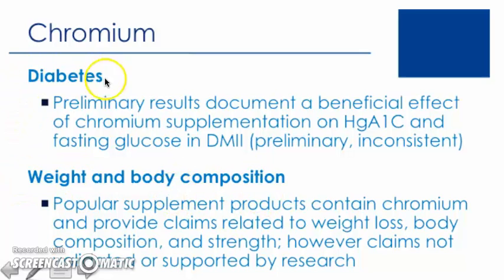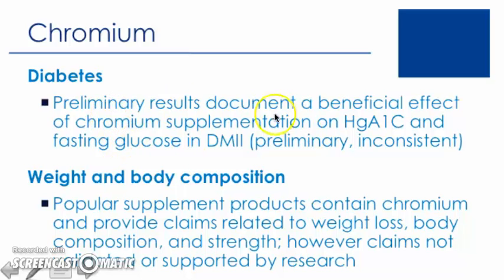So the initial studies that have been done evaluating the role of chromium in diabetes, we see that there are preliminary results documenting a beneficial effect of chromium supplementation on hemoglobin A1C, and so this is a marker indicating blood glucose regulation. So if individuals have adequate regulation of blood glucose and do not have elevated glucose levels over a prolonged period of time, then hemoglobin A1C will be in the normal range. However, if this is elevated, then it indicates an overall more long-term elevation of blood glucose levels.